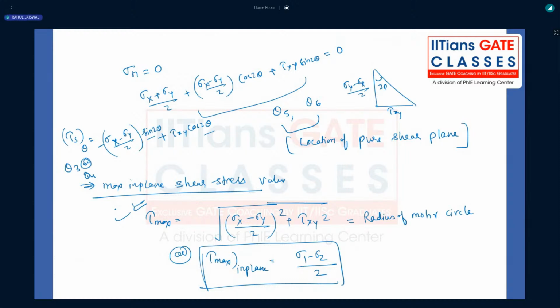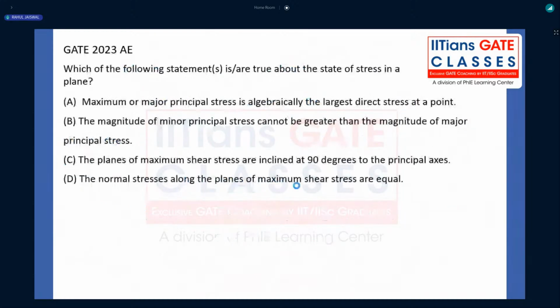It is the same when there is no shear stress on a particular plane and sigma x is greater than sigma y. Then you can say sigma x and sigma 1 will be the same, right? Can we solve the numerical? Right. So what are all the things you have learned till now?